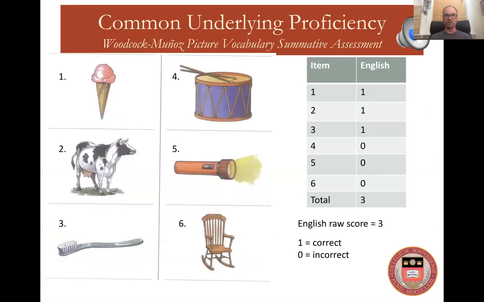So that's that framework. And here's the way that it might play itself out. Here on the left, you have 6 pictures, and this is a vocabulary assessment that we often give to students.